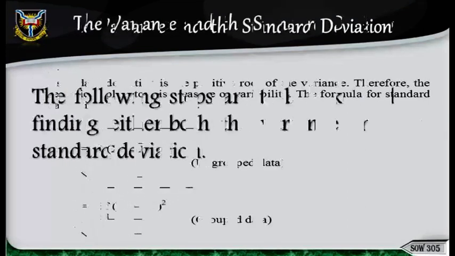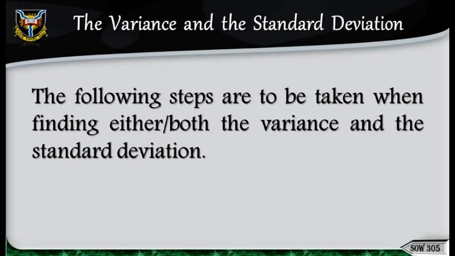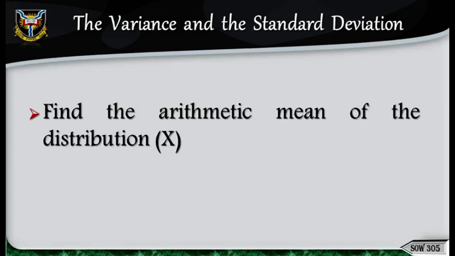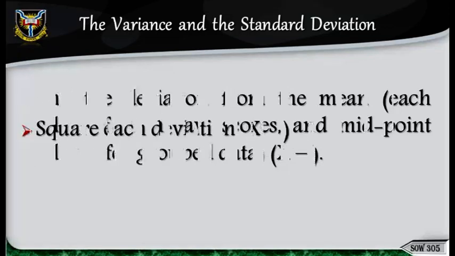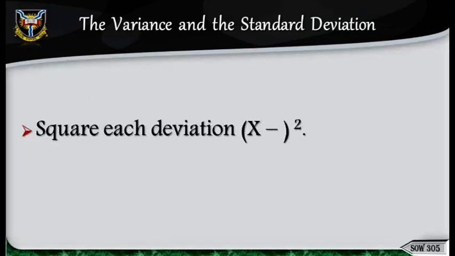The following steps are to be taken when finding either or both the variance and the standard deviation. 1. Find the arithmetic mean of the distribution, x bar. 2. Find the deviation from the mean of each value of x in raw scores, and midpoint value x for grouped data: x minus x bar. 3. Square each deviation: (x minus x bar) squared.